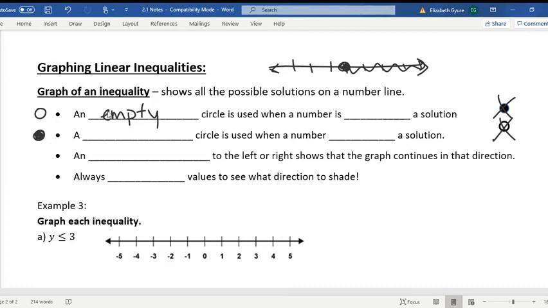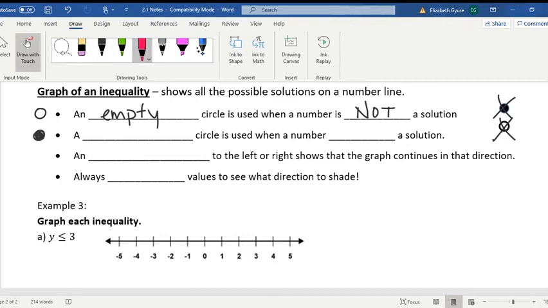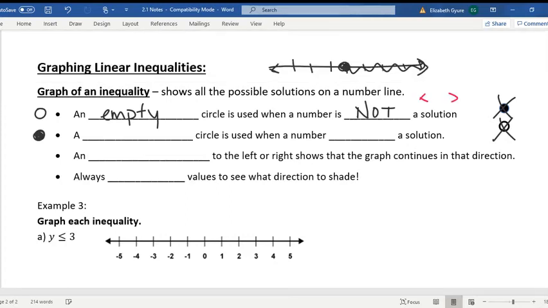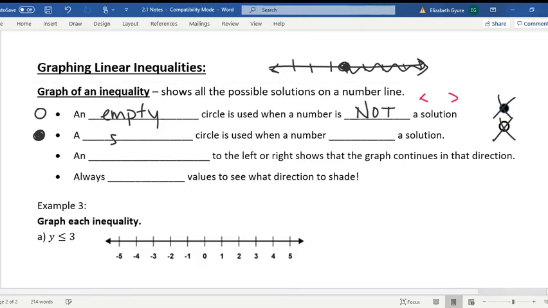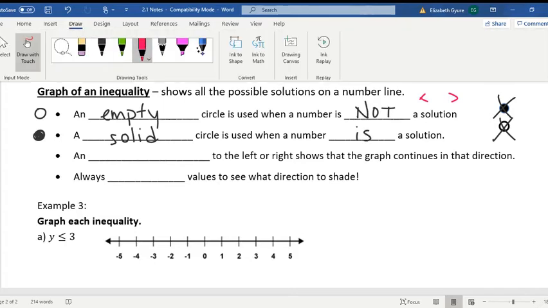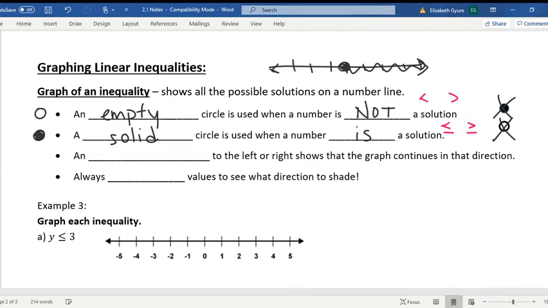An empty circle is used when a number is not a solution. Okay, so that's when we have just like a greater than or a less than symbol. That's when we use those. So we use an empty circle with less than symbols or greater than symbols. A solid circle is used when a number is a solution. So for that, we would use that with like our less than or equal to or our greater than or equal to symbols.